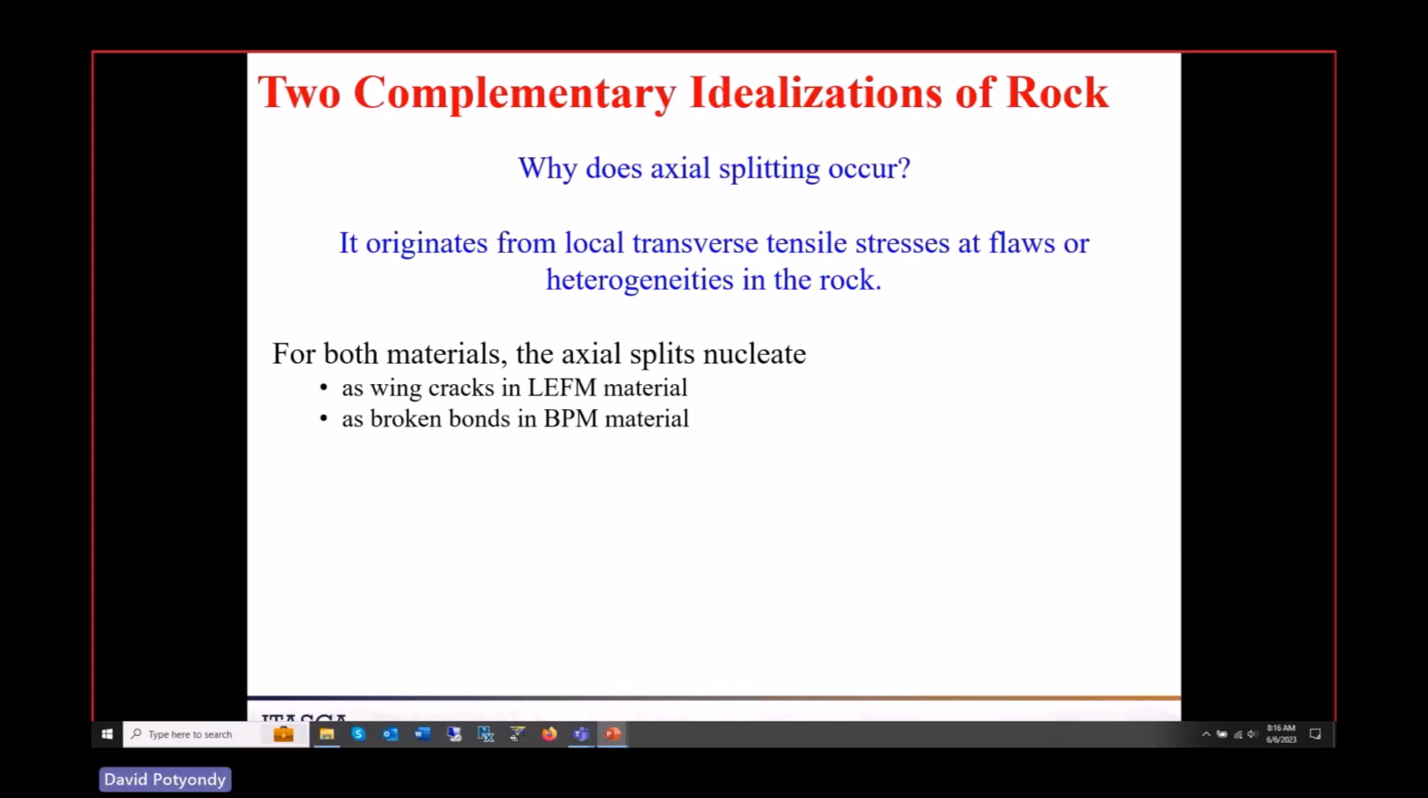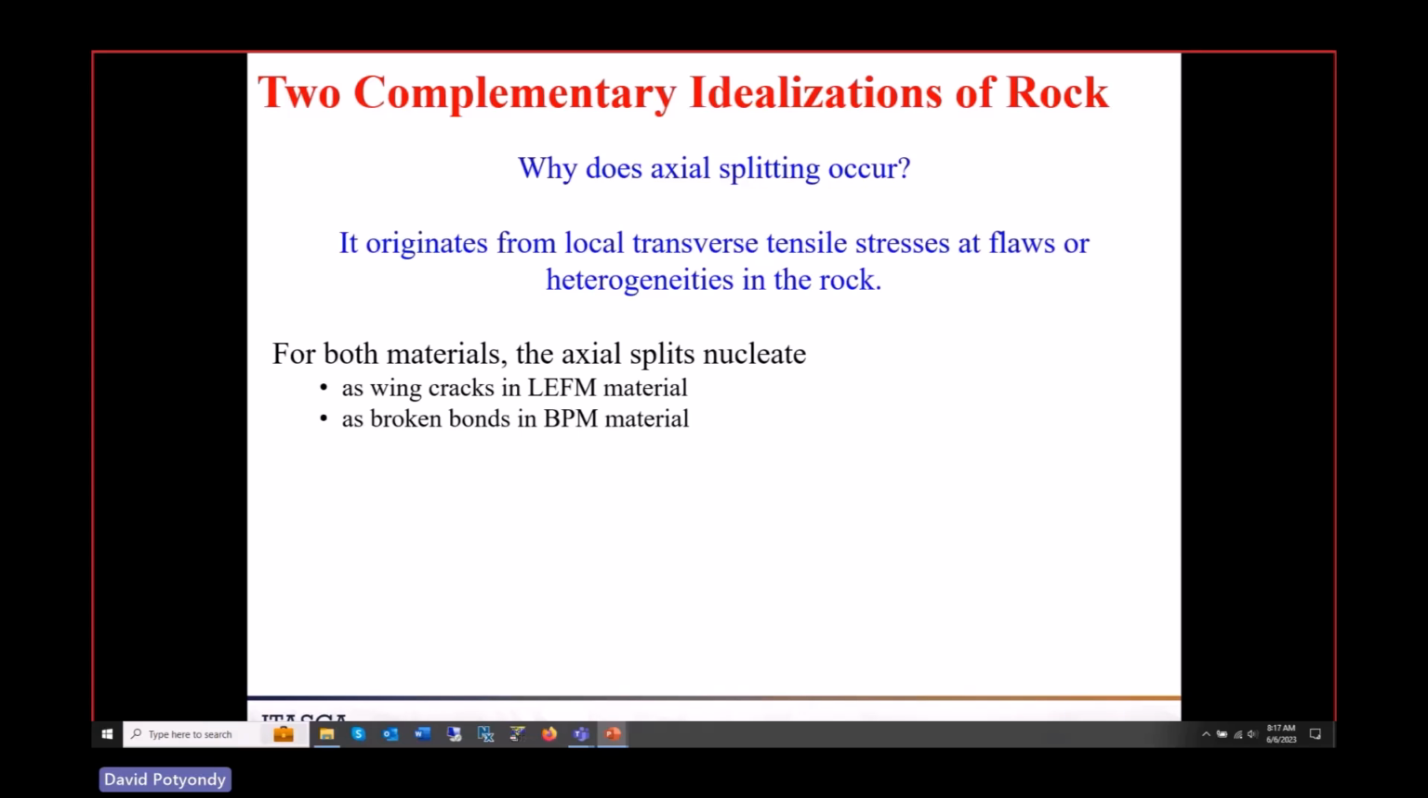It occurs because it starts off from these local tensile stresses that naturally occur at flaws and heterogeneities in the rock. This is true. This is really in rock. I spent the whole summer last year reviewing as much literature as I could find of microscopic and other means of determining damage in rock specimens as they get loaded. And basically what happens is you generate all these tensile stresses, and these tensile stresses start to cause damage. And these tensile stresses exist because you have flaws and heterogeneities.